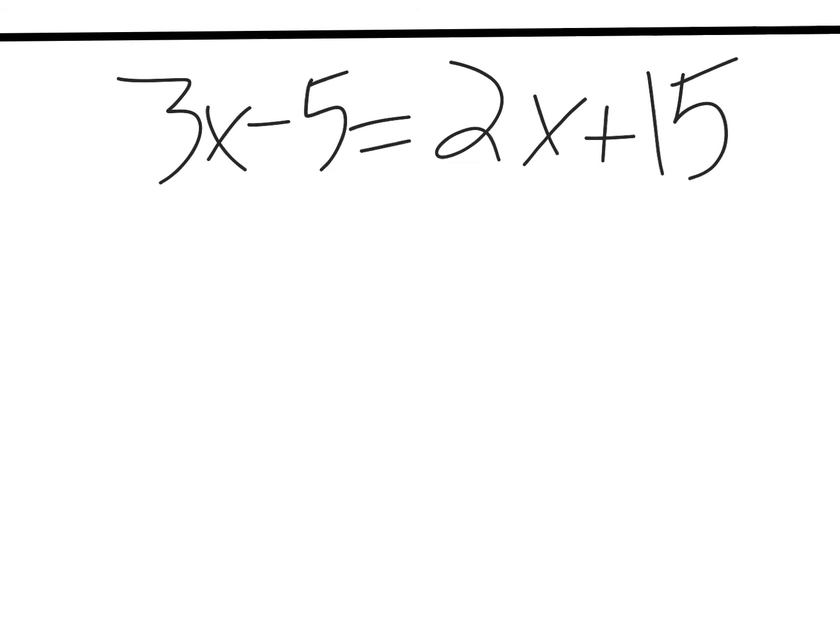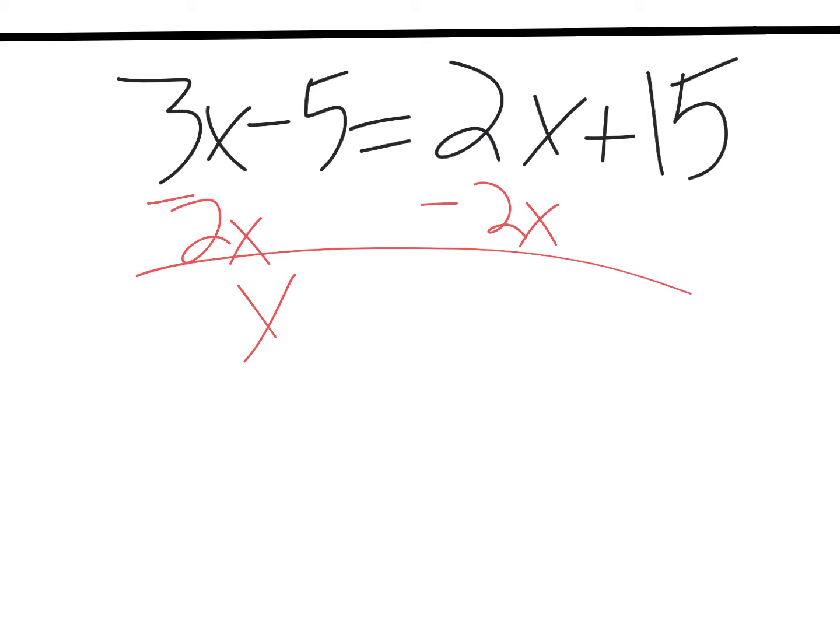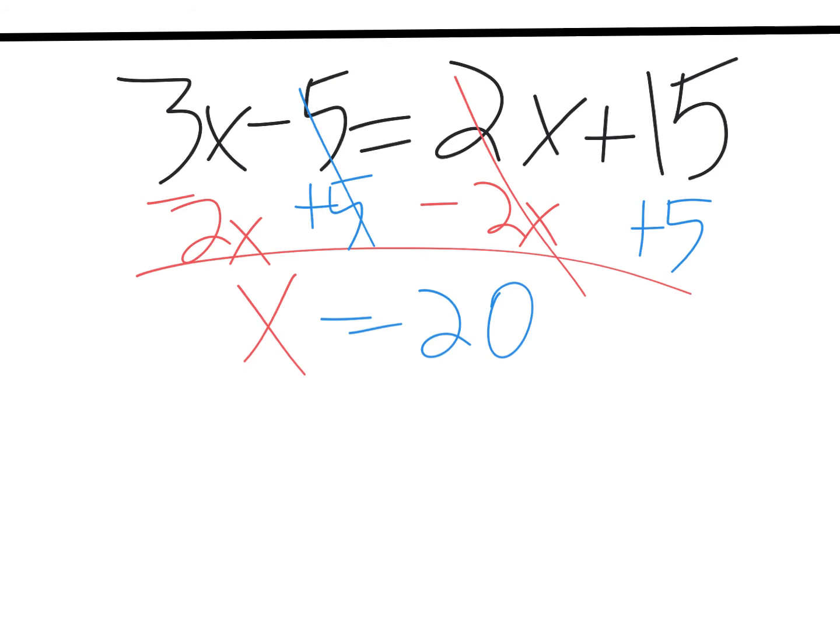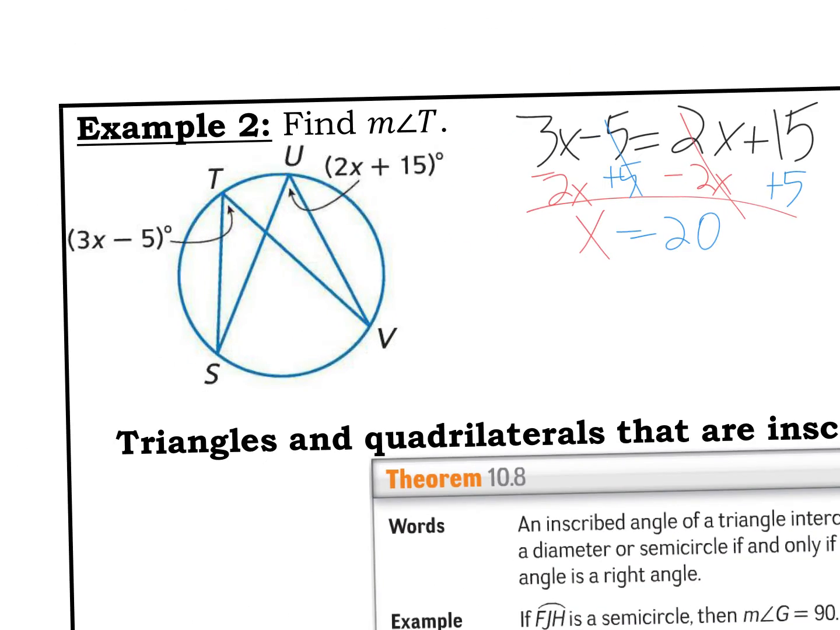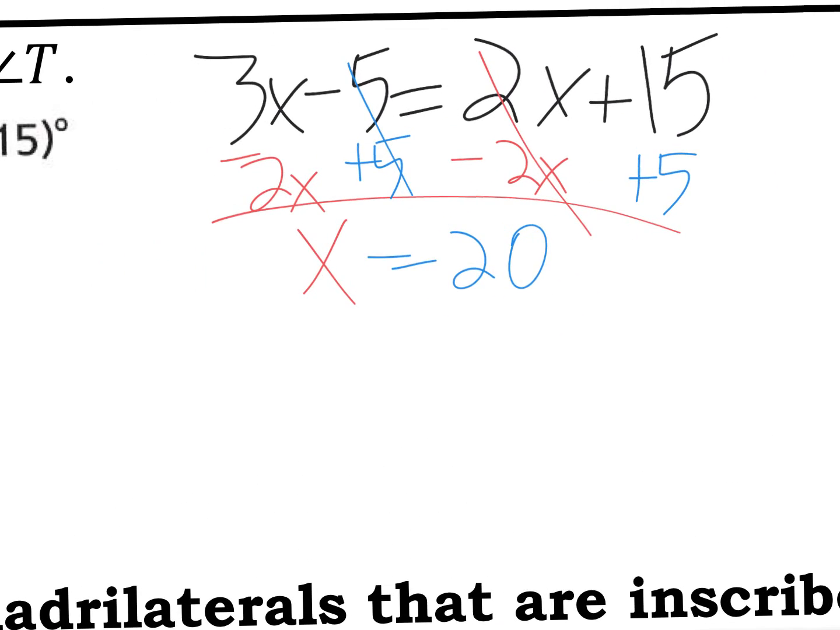And so I just need to get my x's on one side. Here I can minus 2x under the 3x, and 3x minus 2x is just going to give me 1x, or x. And then I can add 5 to the right-hand side, and 15 plus 5 is going to give me 20. So I just get 1x equals 20. So we're going to plug it back in, and angle T was the 3x minus 5, although it's really not that important which one you plug it into since you set them equal to each other.